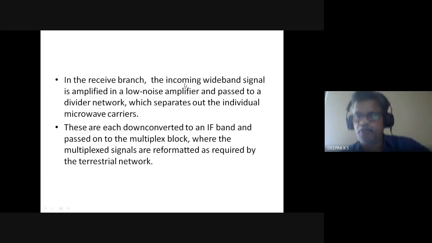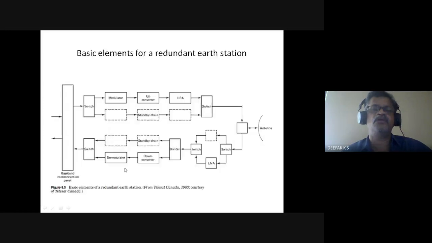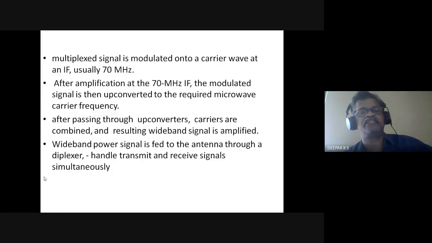Now in the receive branch, the sequence is opposite. The incoming wideband signal is amplified in a low noise front-end amplifier and passed to a dividing network which separates out individual carriers. They are down converted to an IF and passed to the multiplexer block, where the multiplex signals are reformatted as required by the terrestrial network. So basically it is the reverse operation. Here you have this amplifier, each signal, then you down convert to IF, demodulate, and regroup to baseband signals.